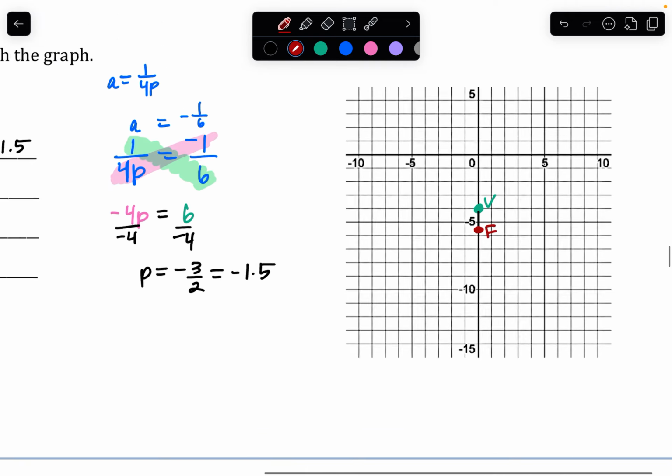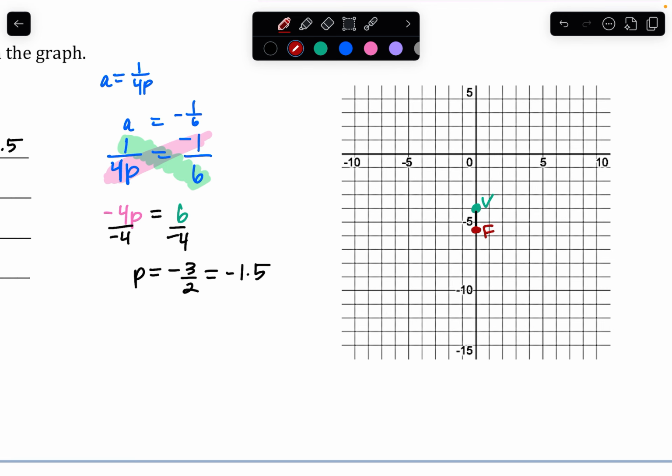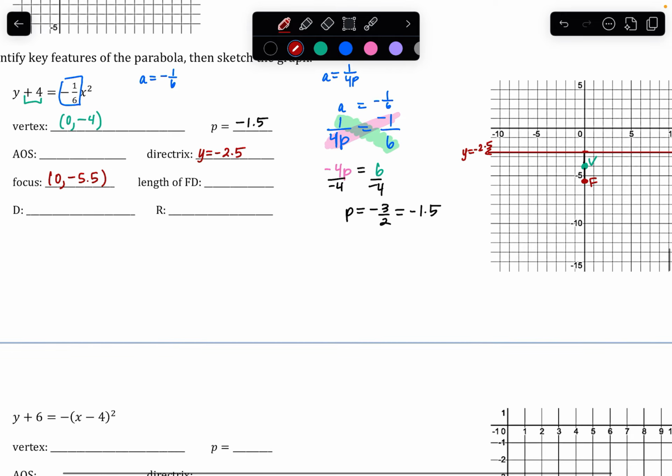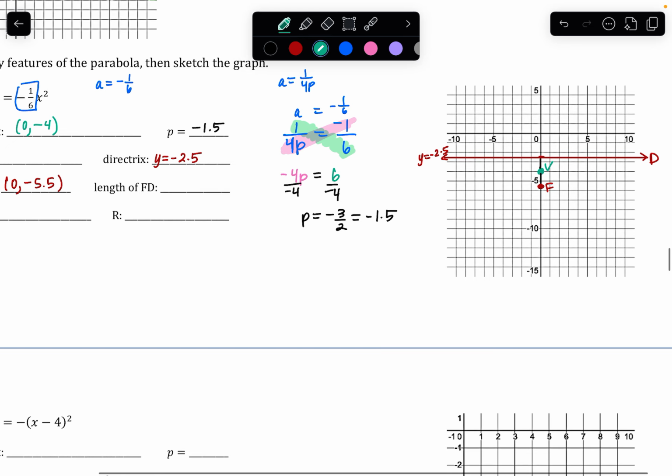And then remember the directrix is equidistant. So we're going to go up 1.5 to get to the directrix, which is a line. It's a horizontal line, and this is y equals, looks like -2.5. That's our directrix. Then our axis of symmetry is always going to go right through the vertex. And so x equals 0 would be our axis of symmetry.